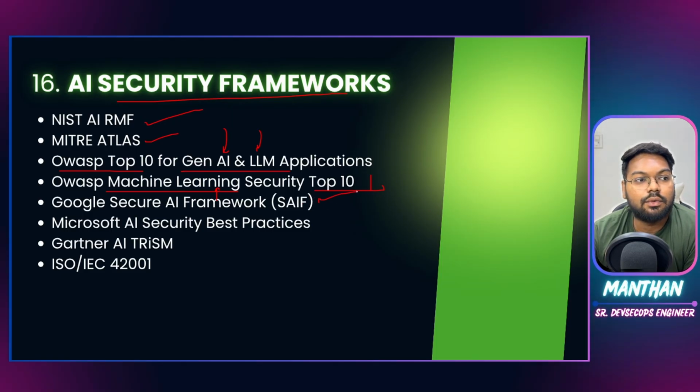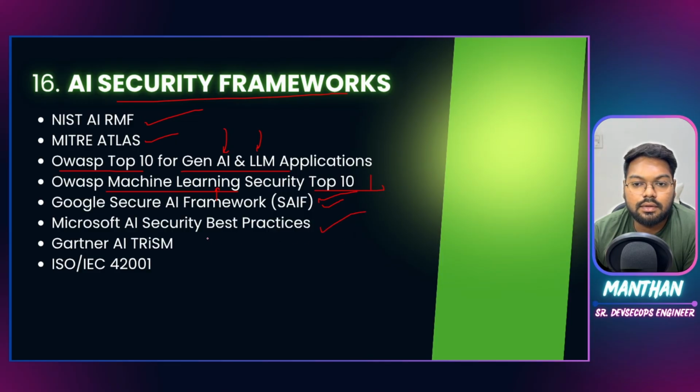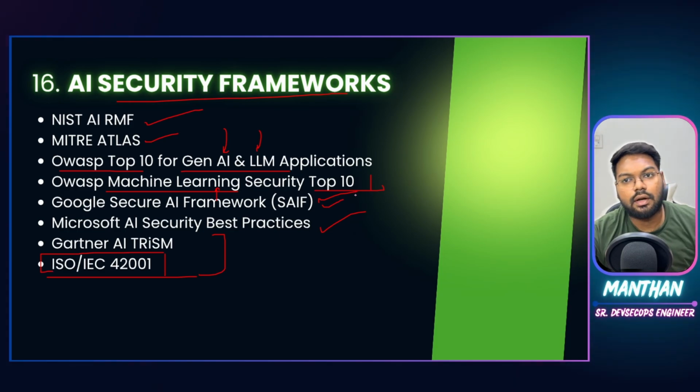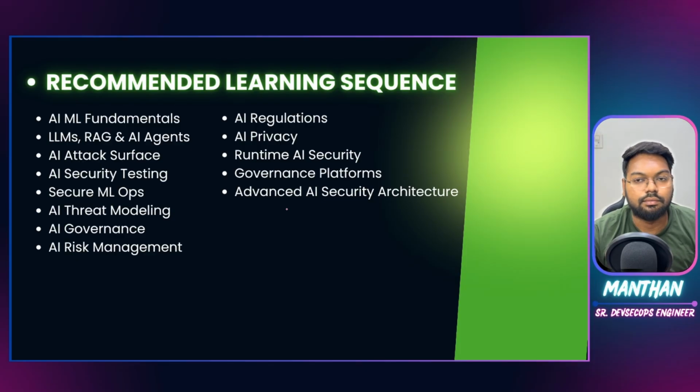Then there is the Google Secure AI Framework, Google SAIF. That is what it is called. Not Saif Ali Khan. It's Google SAIF. Then Microsoft AI security best practices and these things. I told you this also earlier. So this comes under AI security frameworks that you can check for your entire organization.